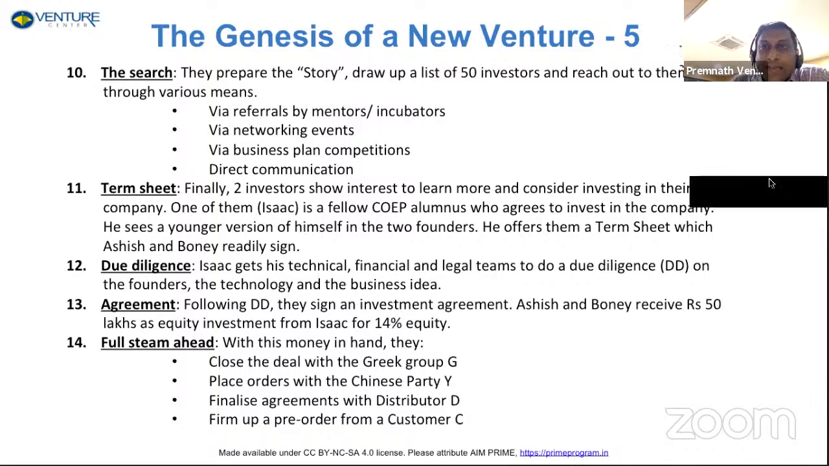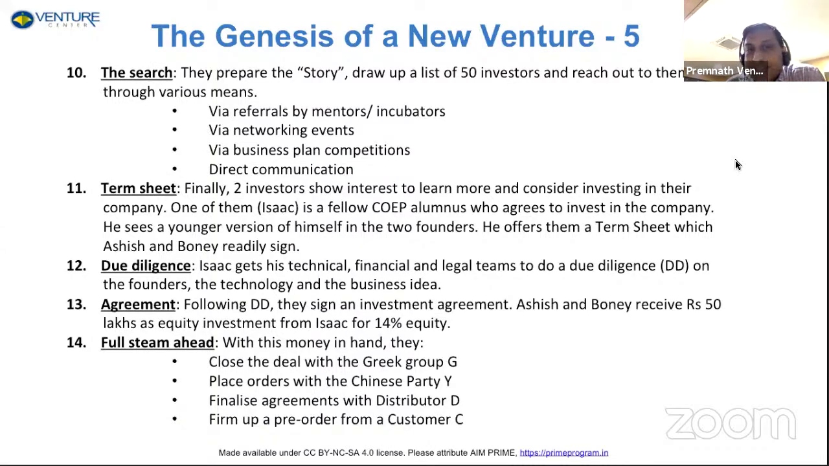Okay, and Isaac gets his technical, financial, legal teams to do a due diligence. So the investor is basically doing a due diligence on the founders. He finds out their background. Are they ethical guys? Are they responsible guys? Have they screwed up somewhere, been in jail, all of that? And also find out if the technology has any merit and if the business idea has any merit. Okay, and he decides that yes, this has merit and he's going to go ahead with it, right?